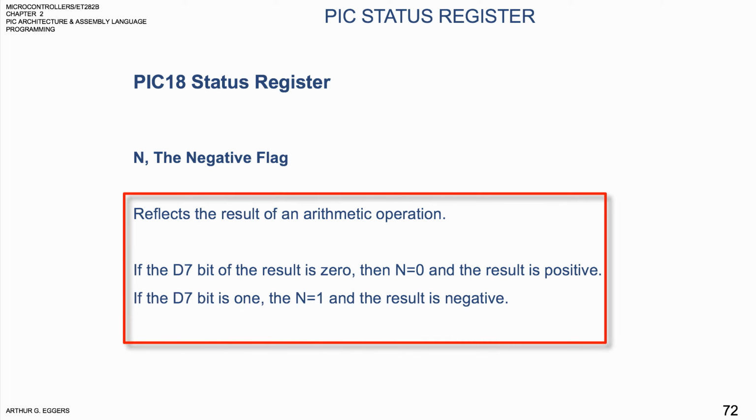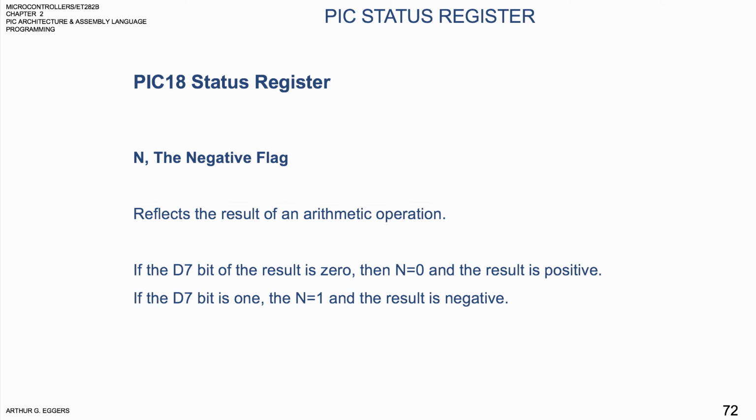And finally, the N or negative flag. Binary representation of signed numbers uses D7 as the sign bit. The negative flag reflects the result of an arithmetic operation. If the D7 bit of the result is 0, then N is set to 0 and the result is positive. If the D7 bit is 1, then N is equal to 1 and the result is negative. The negative and overflow flag bits are used for the signed number arithmetic operations.